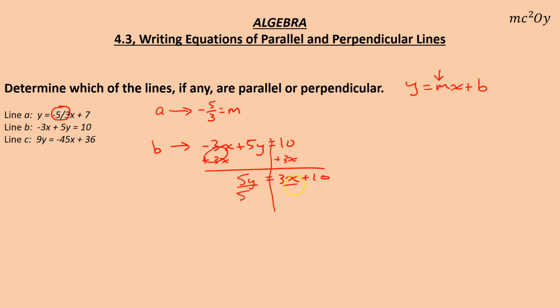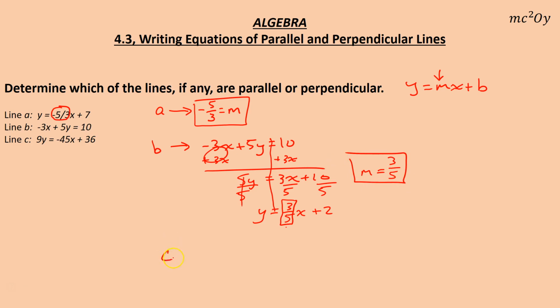Divide by 5. Divide each term by 5, that is. y is equal to 3/5 x plus 2. Okay, there's my slope. Okay, so slope for A, right here. Slope for B, right here. Okay, so m is equal to 3/5.